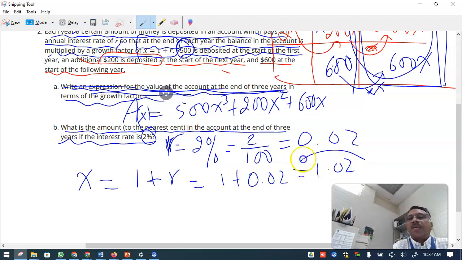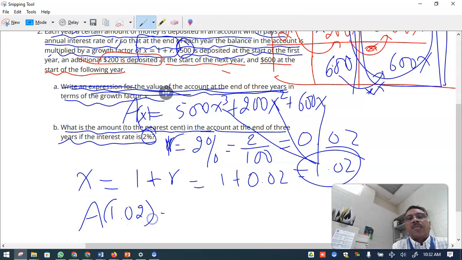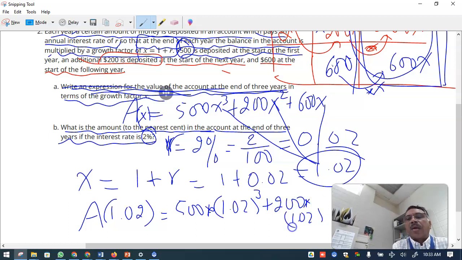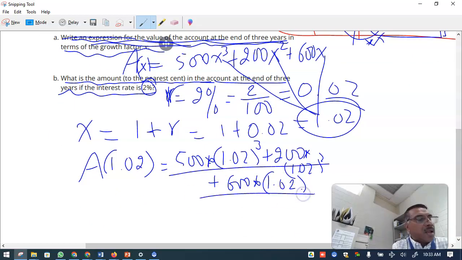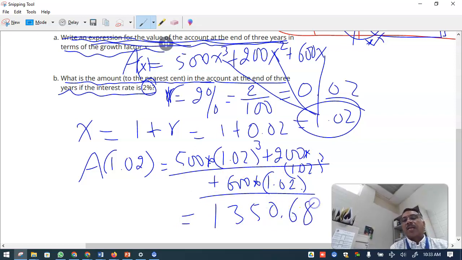All you do is replace this in all these places. So A of 1.02 will be 500 times 1.02 cubed plus 200 times 1.02 squared plus 600 times 1.02. You just calculate this. You'll need a calculator for this, and you can end up getting 1350.68.